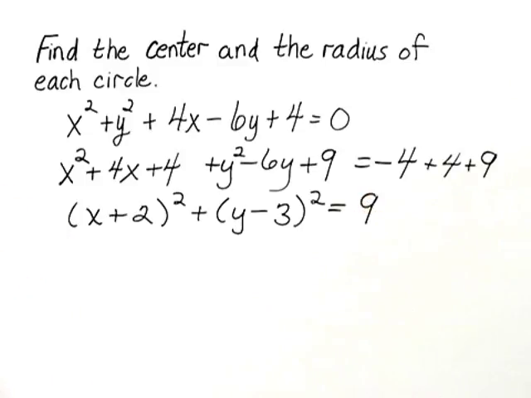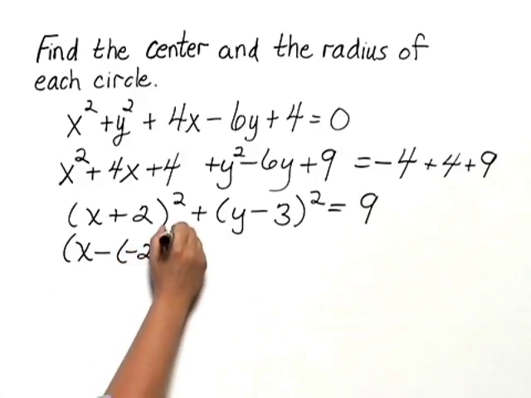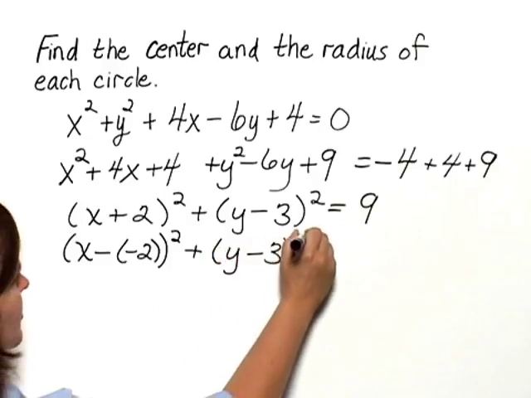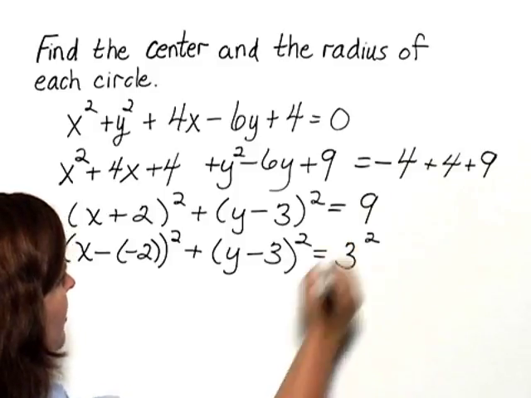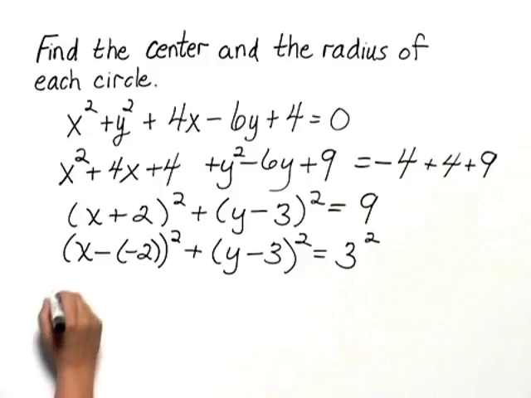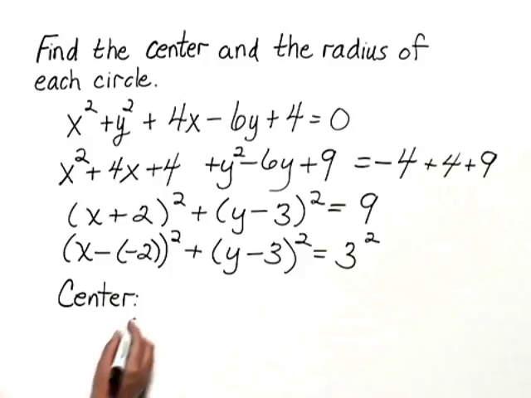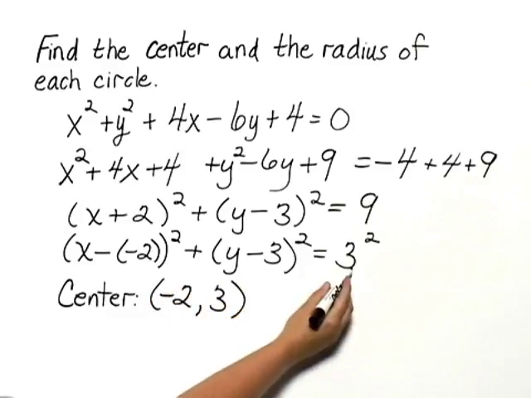Now this is almost in the form that we want. We need x minus something, so let's rewrite that as x minus a negative 2 squared plus, this is already written as y minus 3 squared, and let's write 9 as something squared. Well, that would be 3 squared. Now this is in the form x minus h squared plus y minus k squared equals r squared, and we read the center and the radius directly from the equation. Reading the center, we have the center is negative 2, 3, and the radius would be 3.